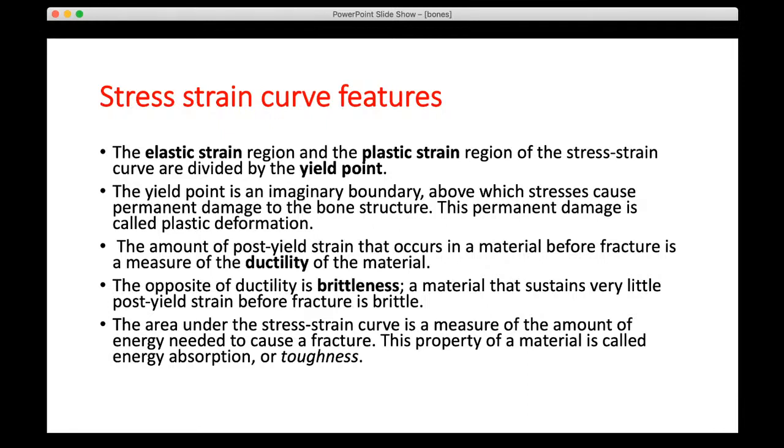And the last point is toughness. What is toughness of a bone? The area under the stress strain curve tells you the amount of energy you need to cause fracture, and this property is known as toughness. So what is toughness? Toughness is basically the energy you need to break your bones, in a simple line. Okay, I repeat, the area under the stress curve will give you the measure of the energy which is required to cause fracture in the bone, and this property of the bone is known as toughness.